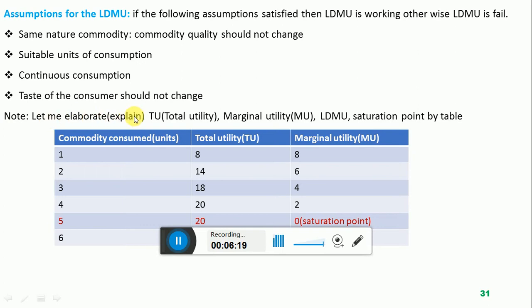Let me elaborate total utility, marginal utility, the law of diminishing marginal utility and the saturation point from this table again. The first column defines the number of units of apple consumed.